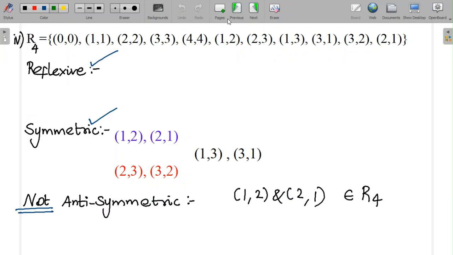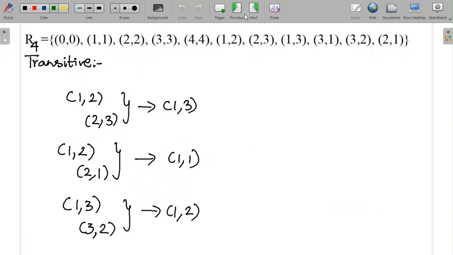Of course, it is not antisymmetric because for the choice of 1 and 2, we see that both 1, 2 and 2, 1 are in R4. We have 1, 2. We also have 2, 1. Therefore, it is not antisymmetric. That's pretty obvious. The last part, we'll explore the transitive nature by considering pairs that begin with 1.